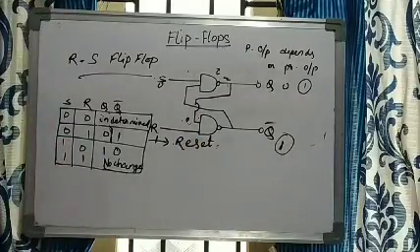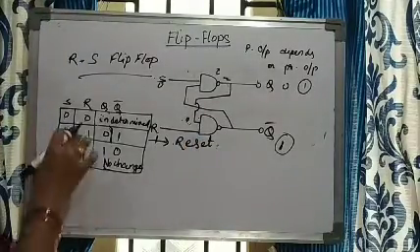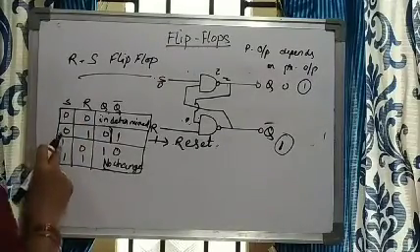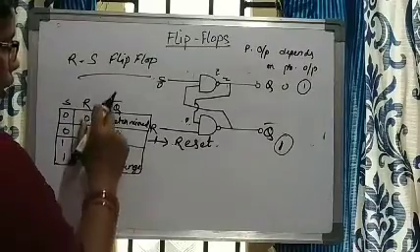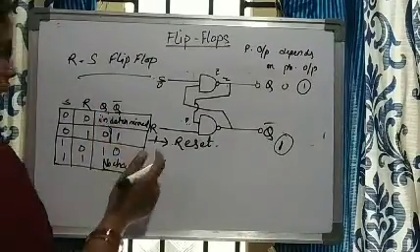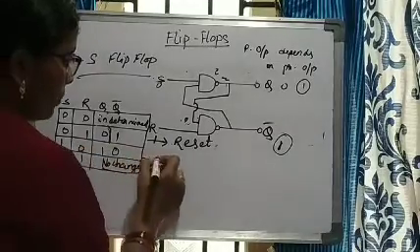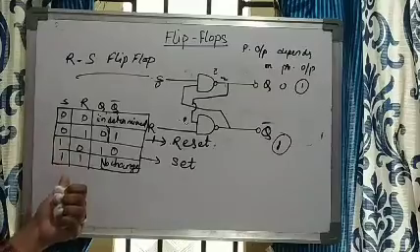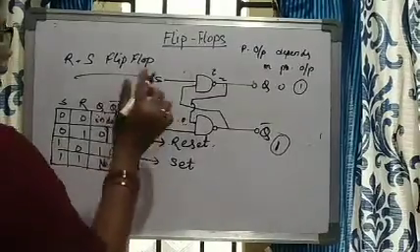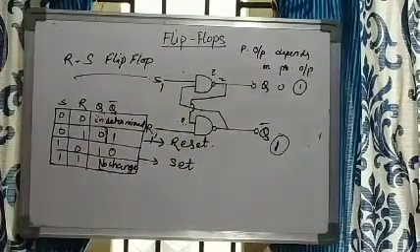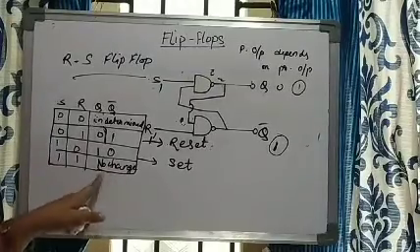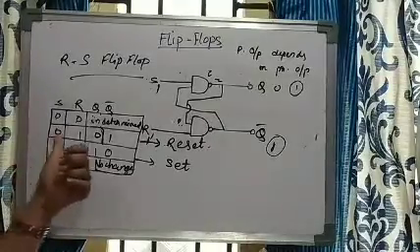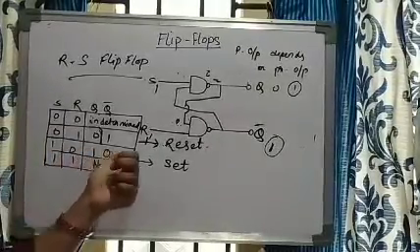reset condition. The reset condition will only happen when R is equal to 1 and S is equal to 0. When S is equal to 1 and R equal to 0, we get Q equal to 1 and Q bar equal to 0. This is a set condition. And the last one is when both inputs are 1, 1. When both inputs are 1, 1, there is no change. No change means, suppose earlier we saw this set case, we get output as 1, 0.